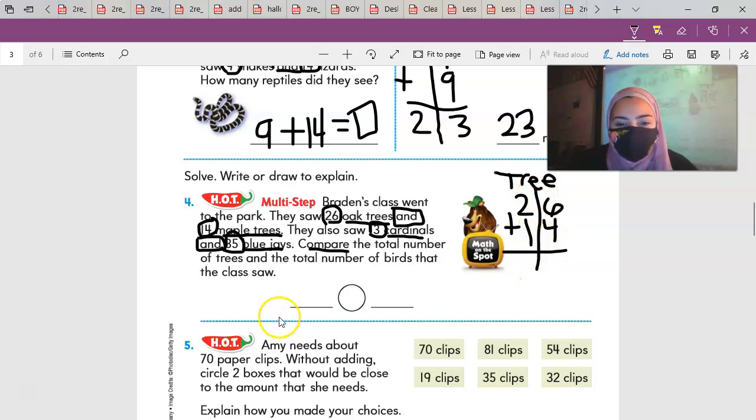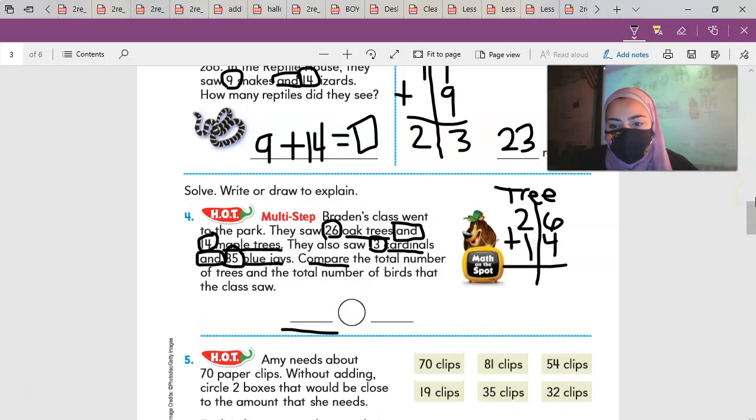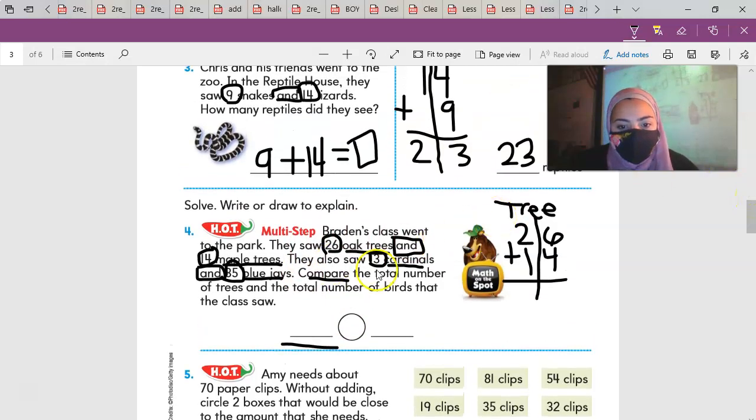And then you're going to write that answer here. And then you're going to go back and add the birds. The birds are 13 plus 35. So I'm going to write birds. Then I'm going to write 13 plus 35. And remember, when you're adding, it does not matter which number goes first. When you are subtracting, the bigger number has to go first.